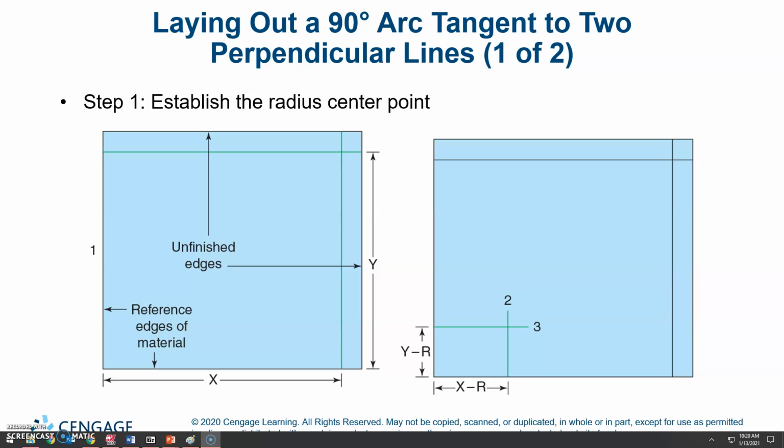Laying out a 90-degree arc tangent on two perpendicular lines. Establish the radius center point. So, first you know the radius of the plane. You'll scribe it on the top and the right.